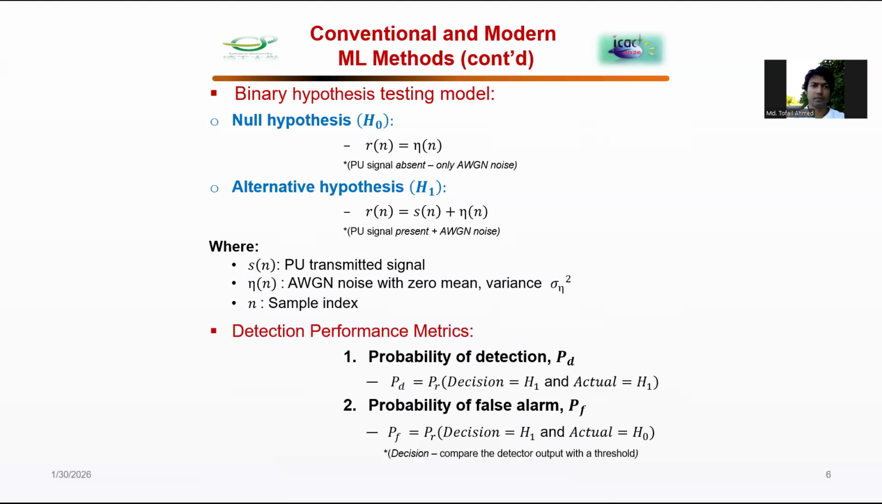probability of detection, which should be high. PD is the probability that the detector correctly identifies the presence of PU when it is truly there. And the probability of false alarm, PF, which should be low. PF is the probability that the detector incorrectly identifies the presence of PU when it is not there. In a conventional system, every method decides by comparing a test statistic to a threshold.